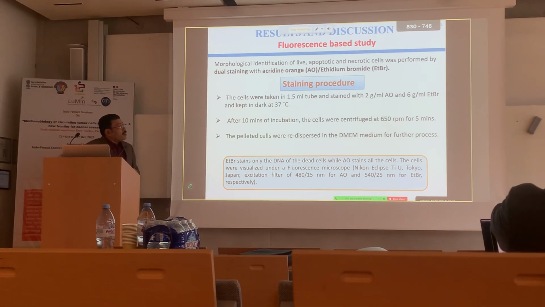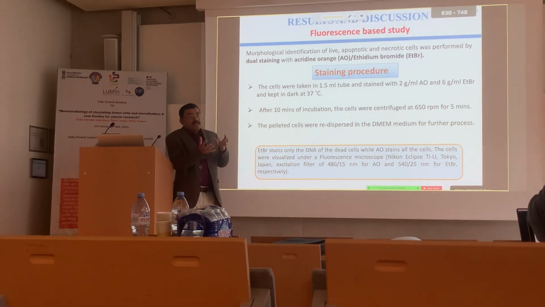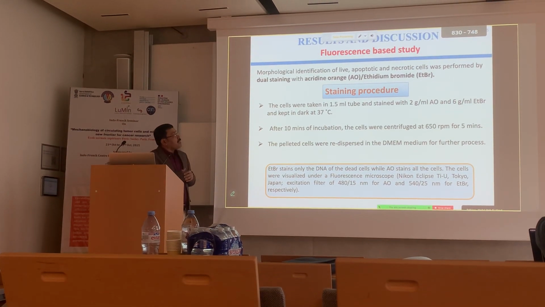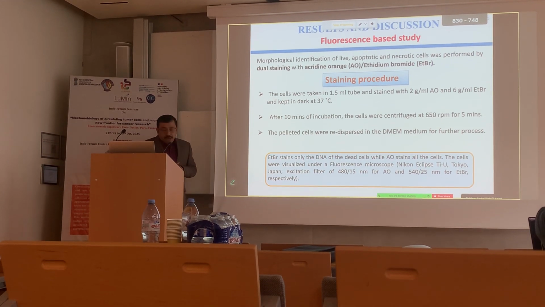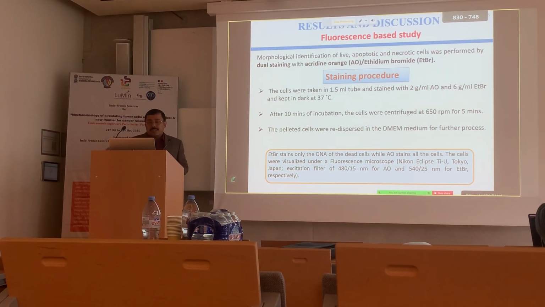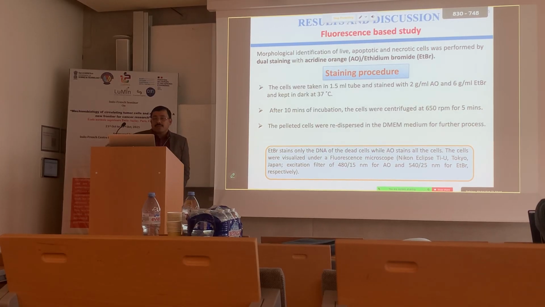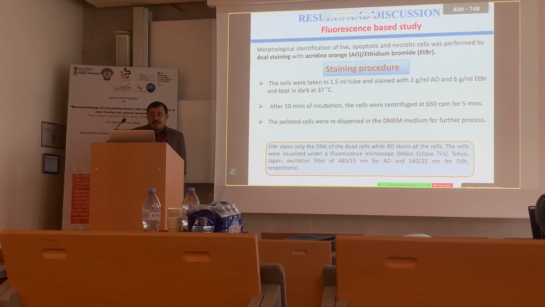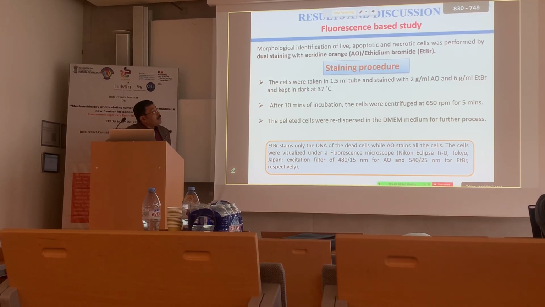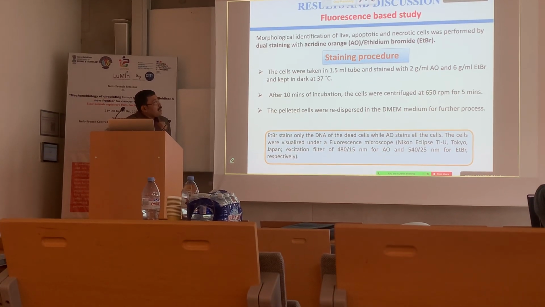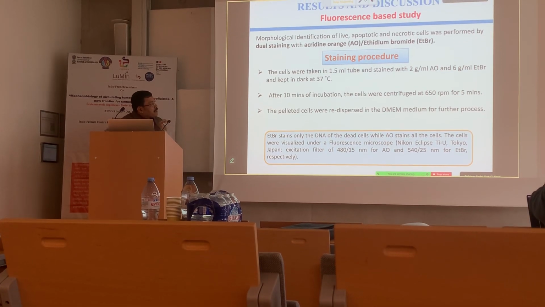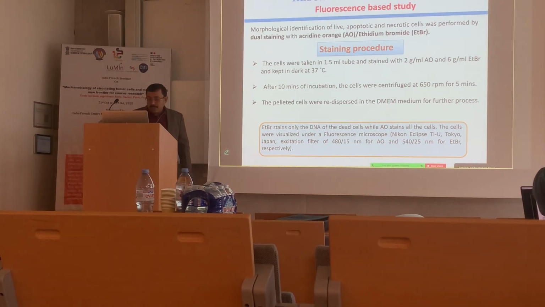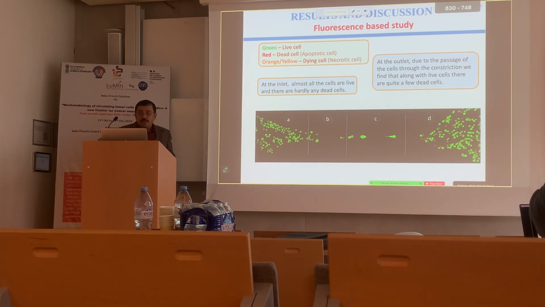Now, after collecting the cells at the outlet, we have to see how many cells are live and dead. For that we have done this fluorescence-based study, and we did dual staining with acridine orange and ethidium bromide. Ethidium bromide gives the red color to the dead cells. This is the staining procedure we followed, and we used the fluorescence study.